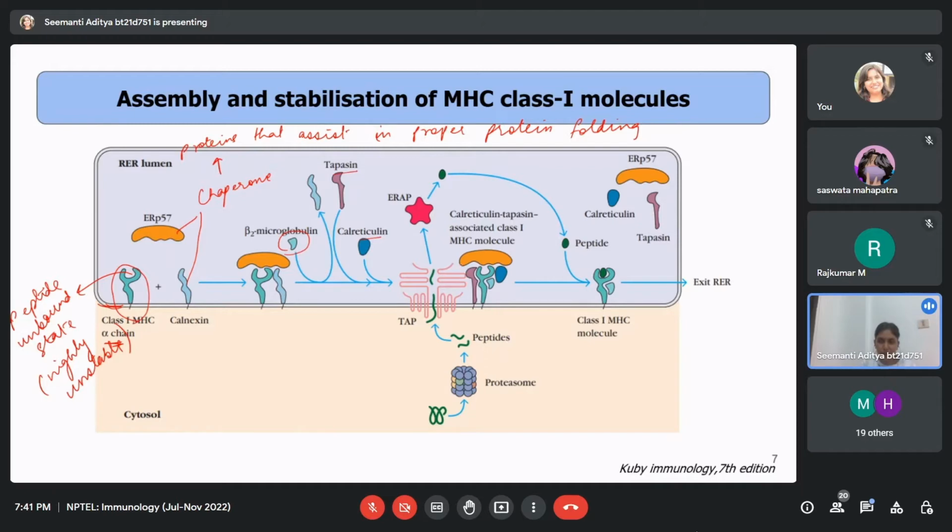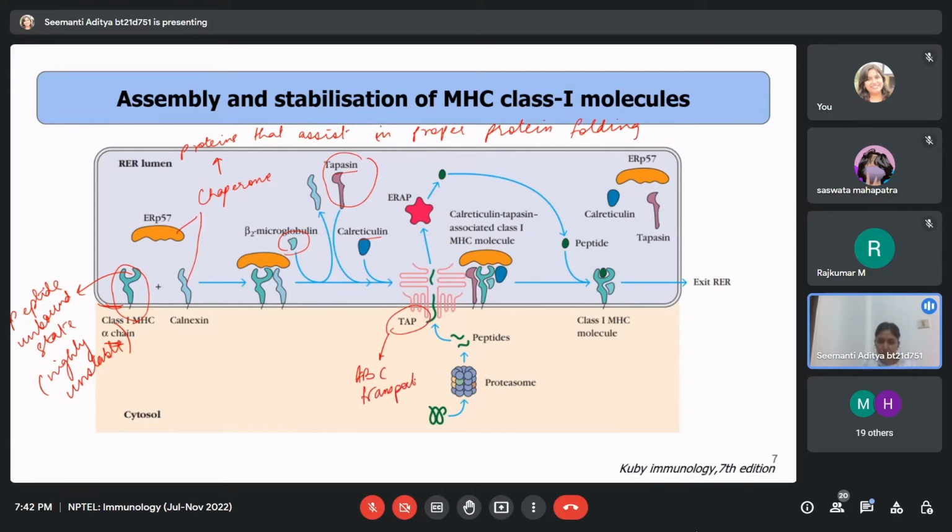So the entire complex that will be formed is ERp57, calnexin, calreticulin, and tapasin. Binding of tapasin will allow the binding of this MHC class 1 complex with another protein known as TAP. TAP is an ABC transporter.